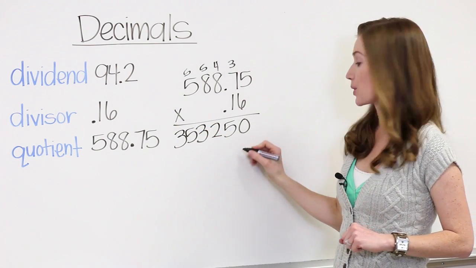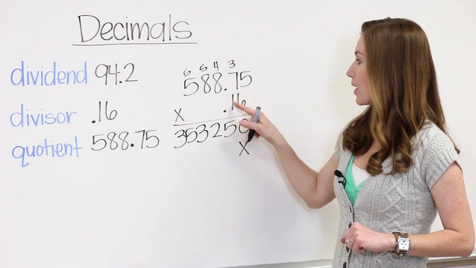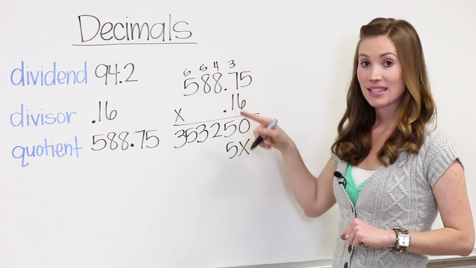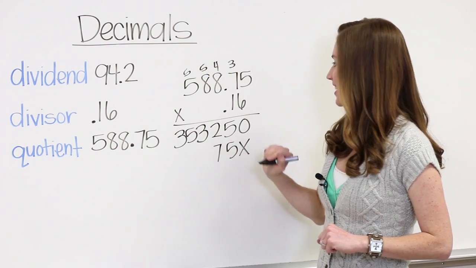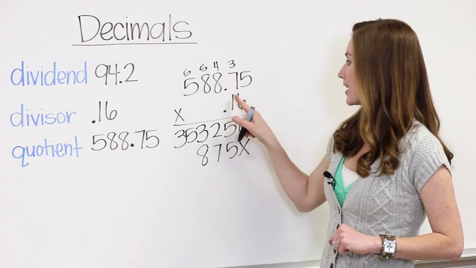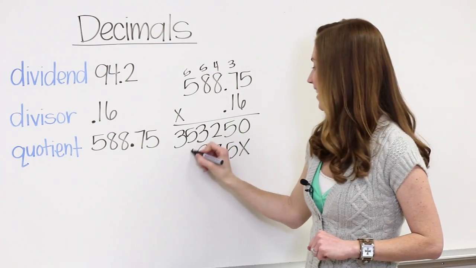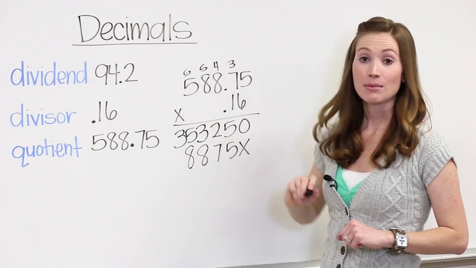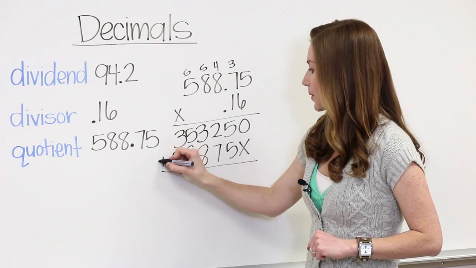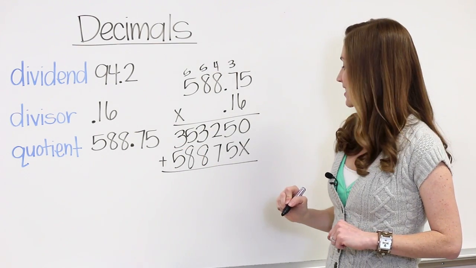Now let's add our placeholder. 1 times 5 is 5. 1 times 7 is 7. 1 times 8 is 8. 1 times 8 is 8. 1 times 5 is 5. Let's add these so we can get our final product.